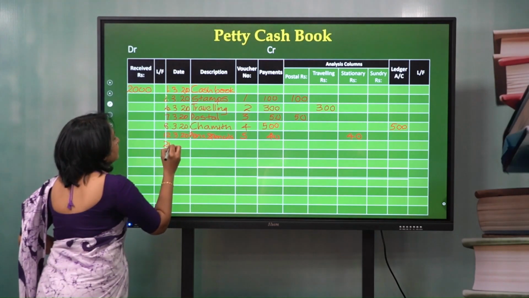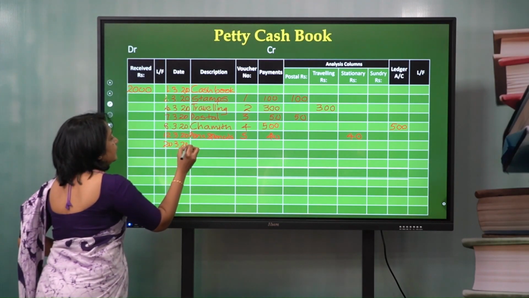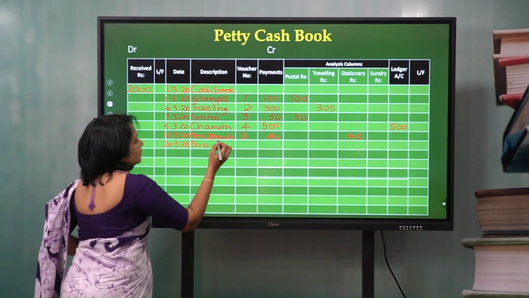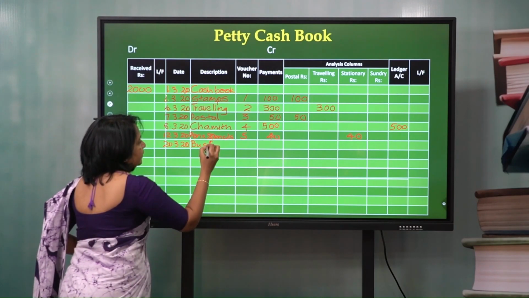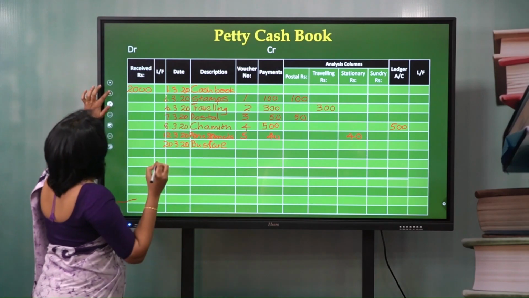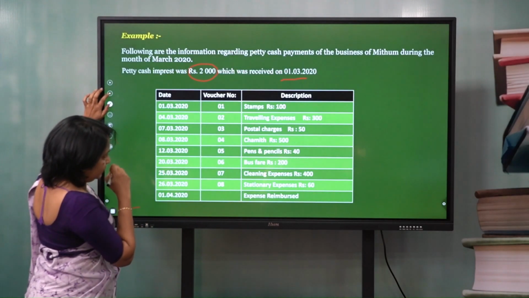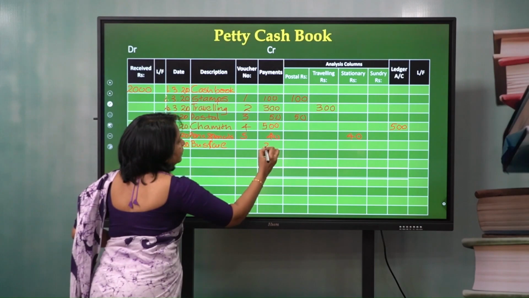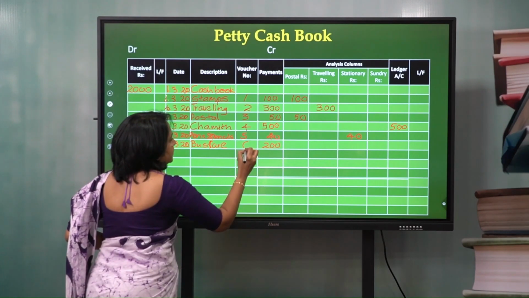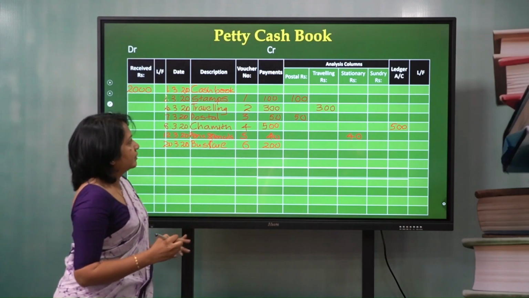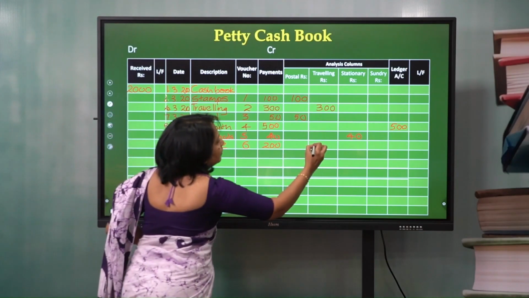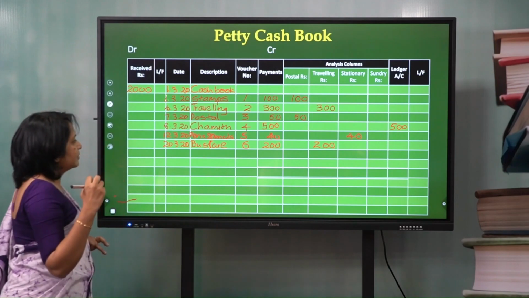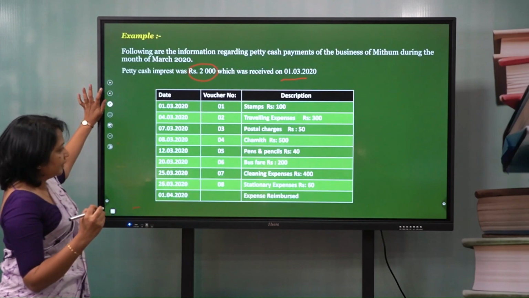Okay, on 20th March 2020 they have spent for bus transactions. This is bus fare. The amount is 200 rupees and the voucher number is number 6. So bus fare we can take under the traveling column. Under the traveling column we have to write 200 rupees. That transaction is also over now. So we will look at the next one now.